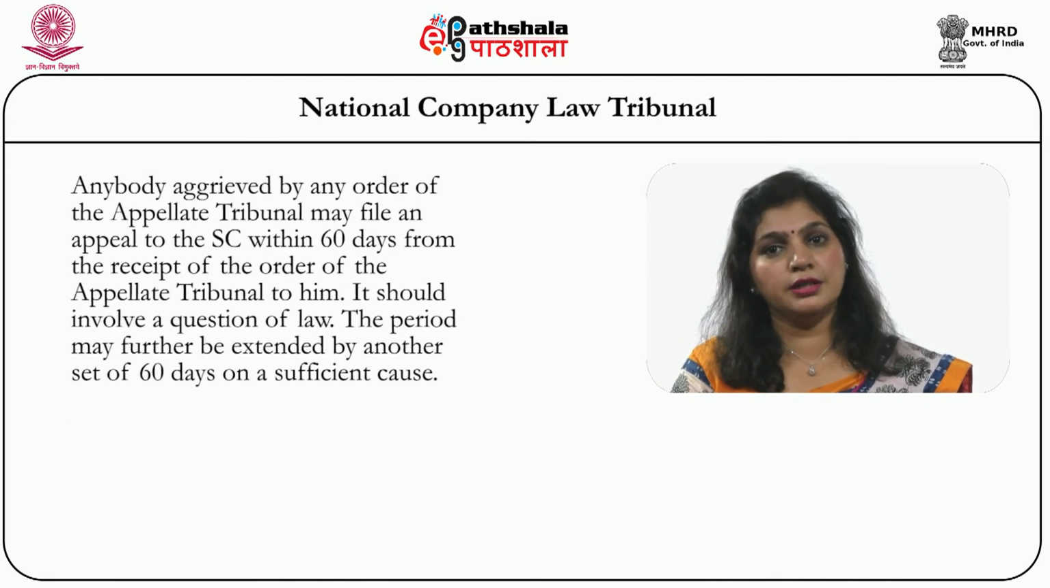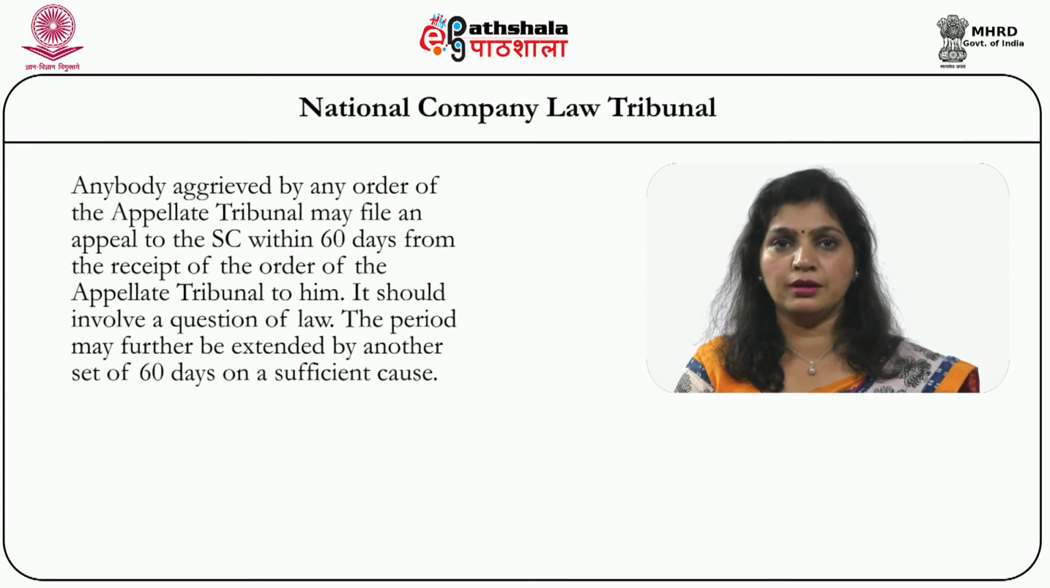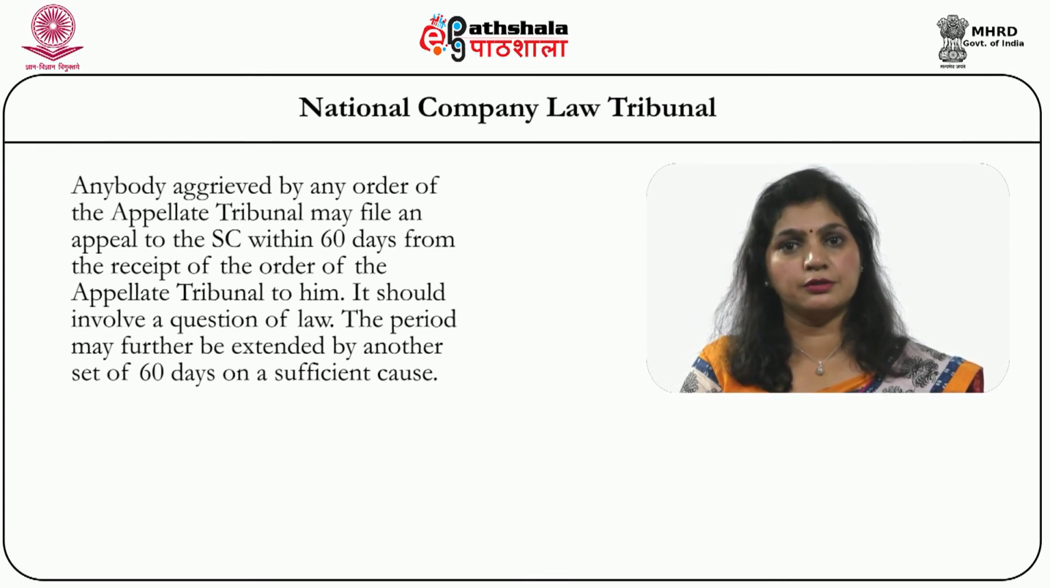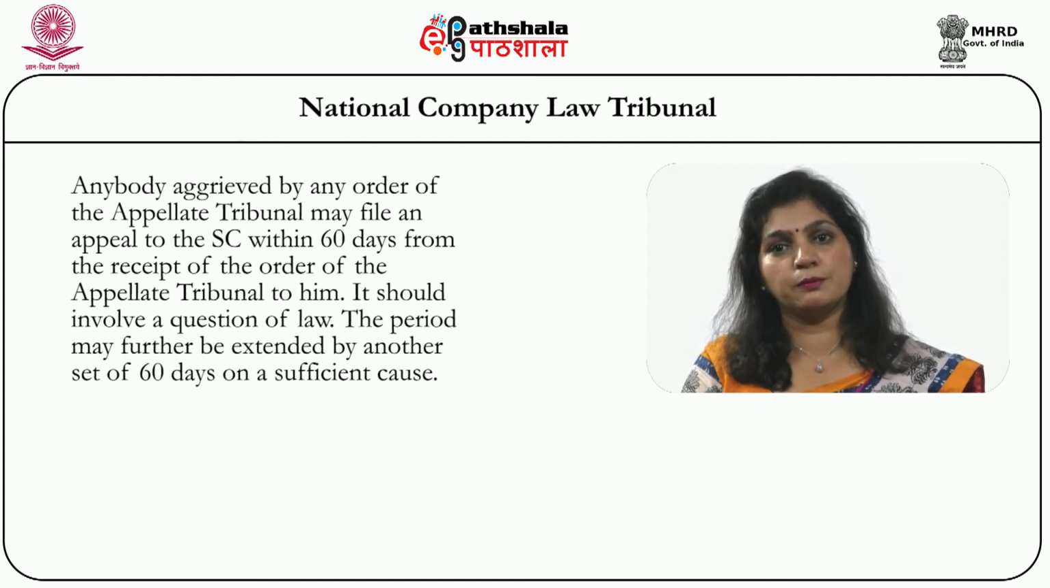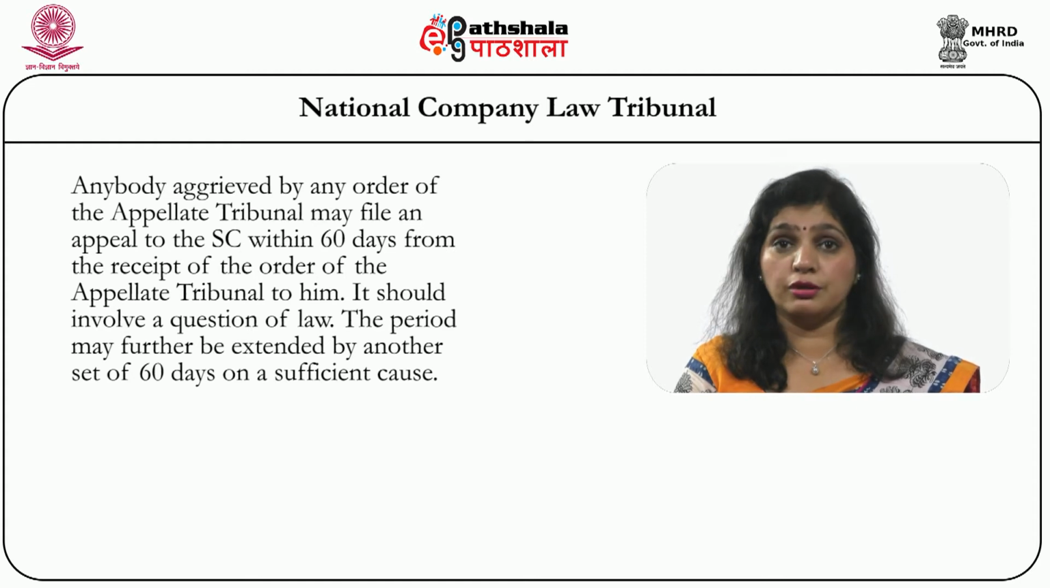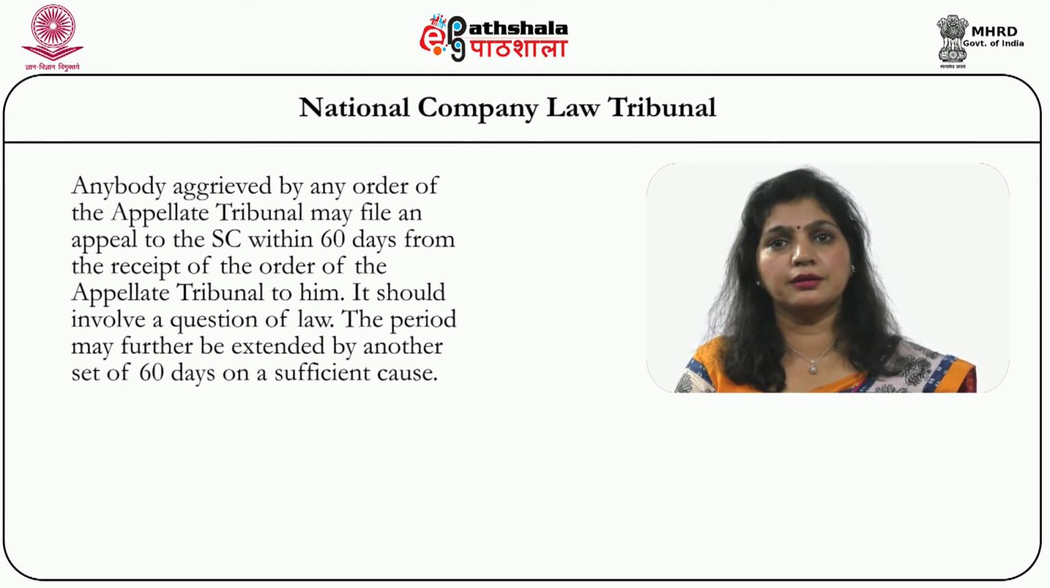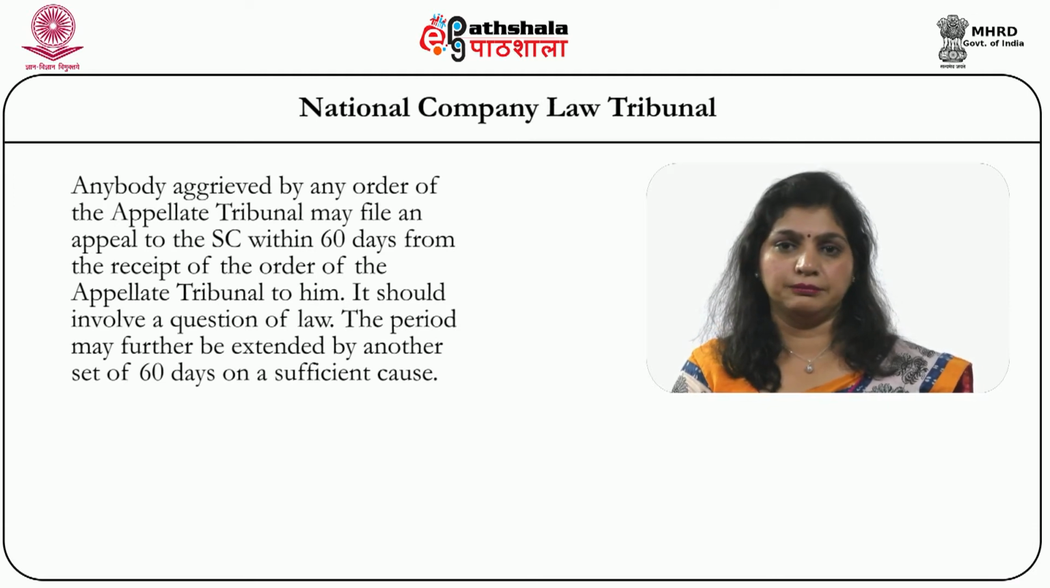Anybody who is aggrieved by any order of the appellate tribunal may file an appeal to the Supreme Court within 60 days from the receipt of the order of the appellate tribunal. It should involve a question of law. The period may further be extended by another set of 60 days, and it should specify a sufficient cause.